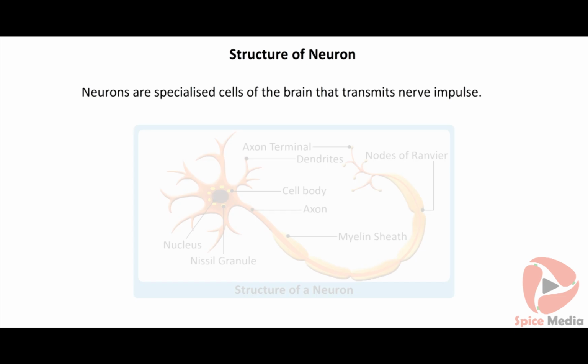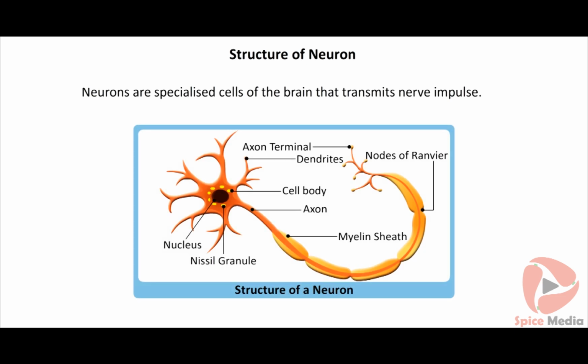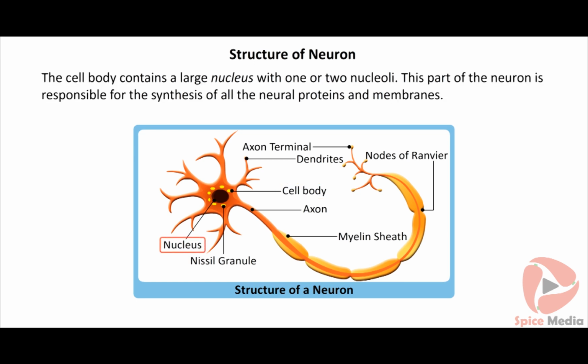Neurons are specialized cells of the brain that transmit nerve impulses. The cell body of a neuron is also called the cyton. The cell body contains a large nucleus with one or two nucleoli. This part of the neuron is responsible for the synthesis of all the neural proteins and membranes.